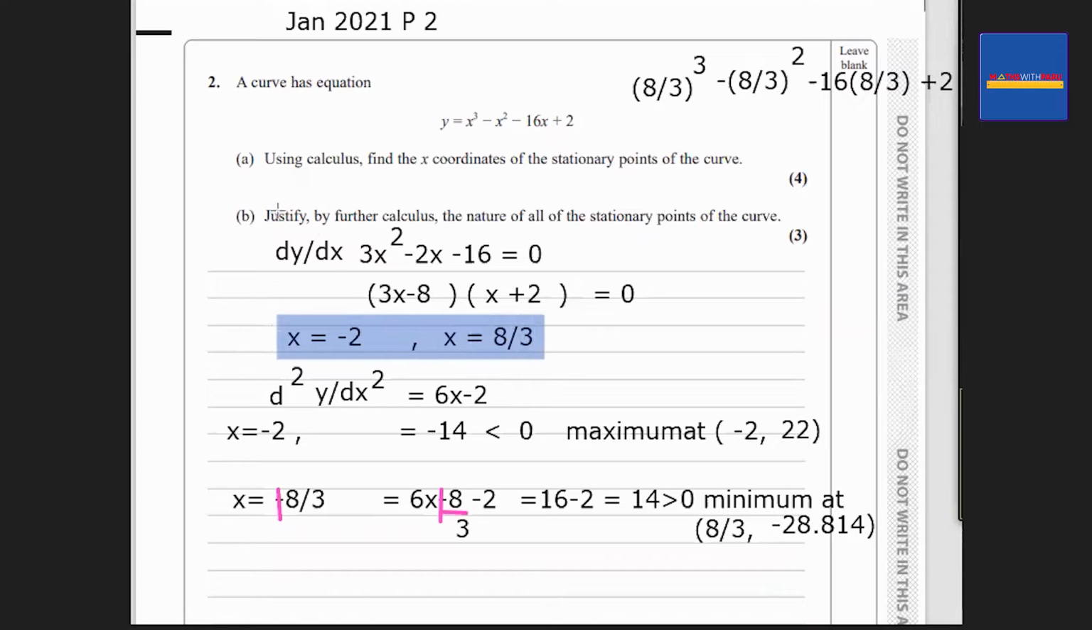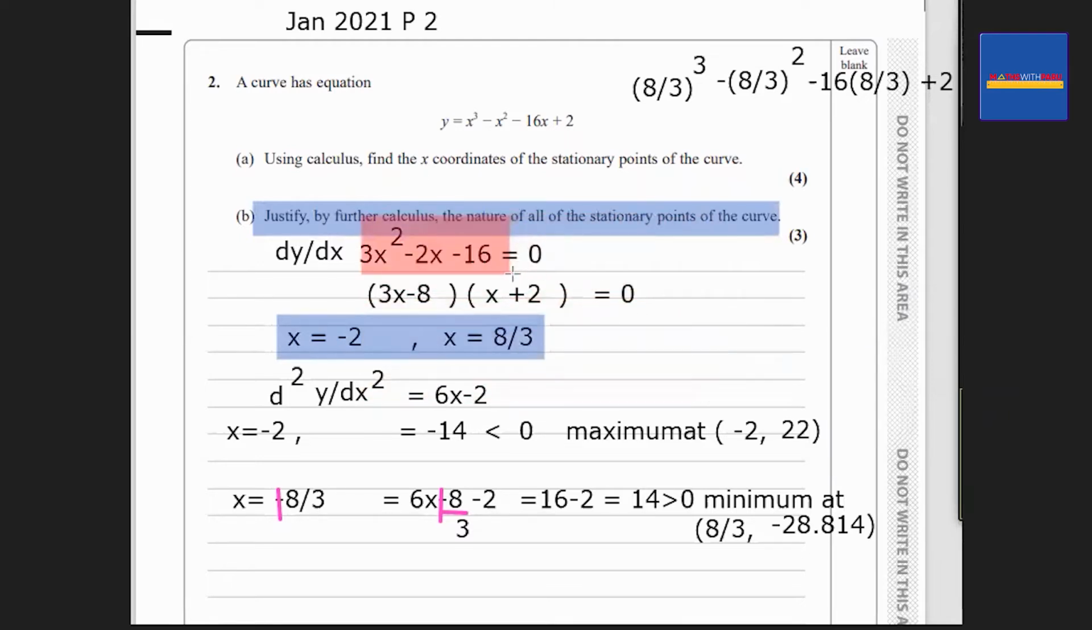Now we're going to answer the second part of the question, which is: justify by further calculus the nature of the stationary points. What they mean by that is we have to establish whether the points are a maximum or minimum. The theory to do that is that we have to find the second differentiation, d2y by dx squared. So here we already have dy by dx, which is 3x squared plus 2x minus 16.